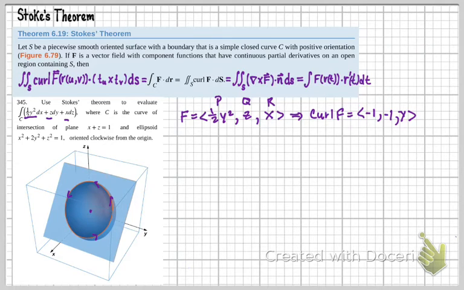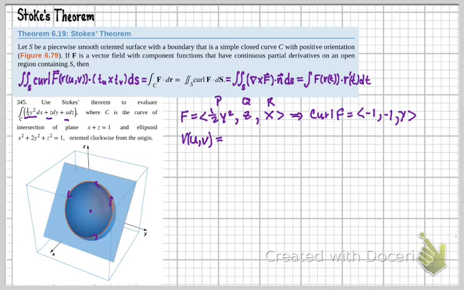Okay, so now what I'm going to need is my r(u,v) next. So I have my vector field, I have my curl of F, and now I need my r(u,v). And in essence, I'm just going in order here. I'm going to need my r(u,v) to plug into my curl of F, and then I'm also going to need it to find the normal vector, the r_u cross r_v. So let's do the r(u,v) now.